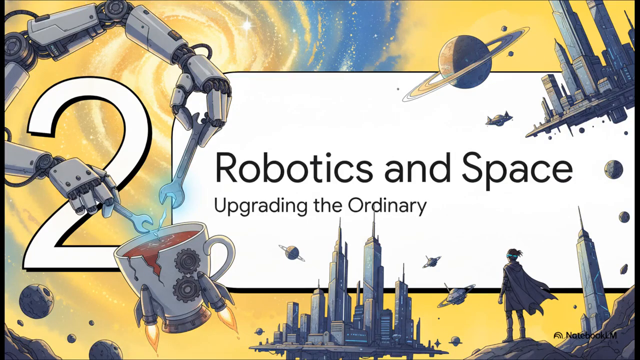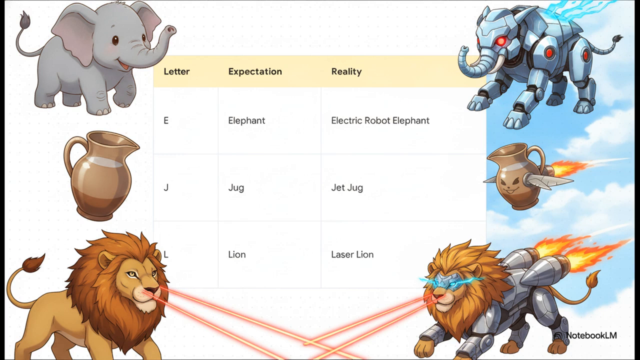Moving right along to Section 2, World of Robotics and Space. This is all about upgrading the ordinary. Here's where we take the organic world and completely digitize it. An everyday elephant becomes an electric robot elephant, while a lion becomes a laser lion. But the true comedic genius in these source notes really lies in the inanimate objects. Taking a boring household pitcher of water and strapping rockets to it to make a jet jug, that is an incredible visual leap. It's unexpected, it's genuinely funny, and it perfectly captures a viewer's attention.